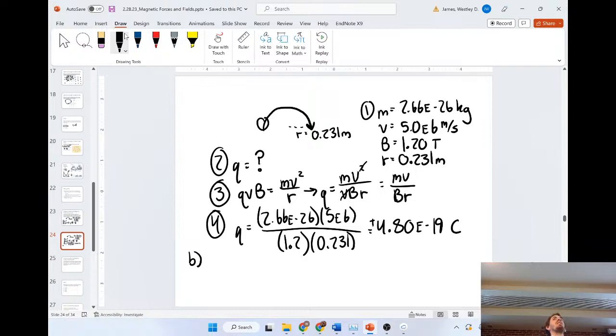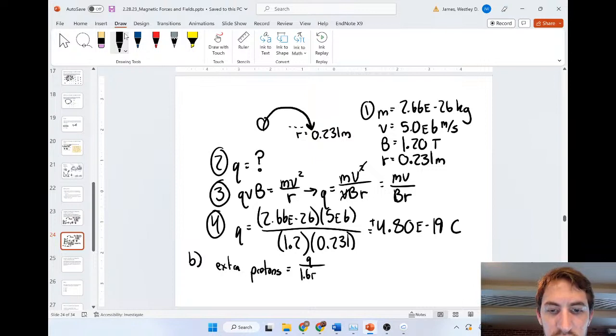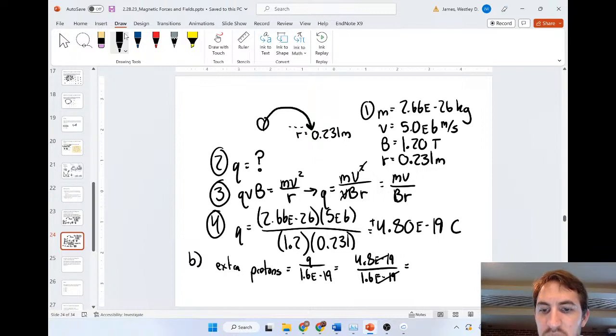If you thought protons, great. We have extra protons. And how do I get the extra protons? The extra protons will be the net charge Q, and we'll put a cap over the charge of just one single one. So 4.8 times 10 to the minus 19 over 1.6 times 10 to the minus 19. Those just cancel, and 4.8 divided by 1.6 is 3. 3 protons. 3 extra protons.